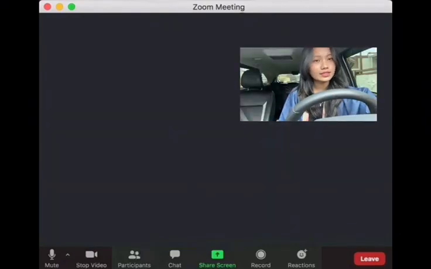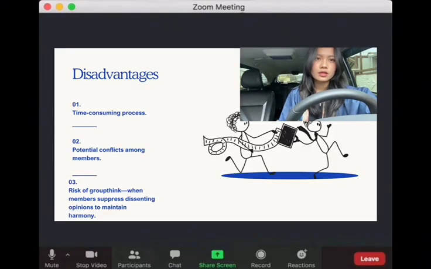Next, the disadvantages of group decision making. We have the slower process. Coordinating discussions takes longer than individual decisions. The second one is risk of conflicts. Diverse perspectives may clash, sometimes derailing progress. And the third one is groupthink. Desire for consensus can suppress dissenting opinion and reduce decision quality.